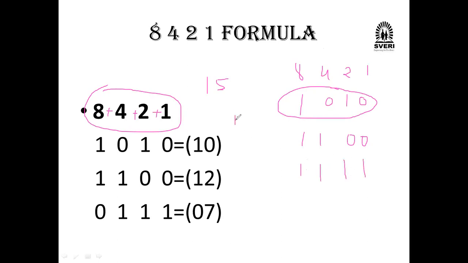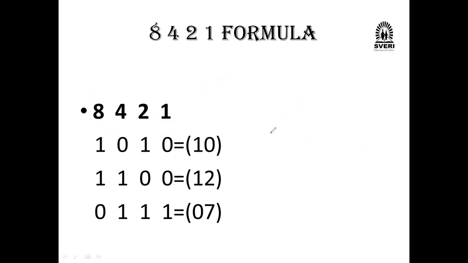Suppose 1 1 1. I want 9 here now. Only the number 9 I want. What do you have to do? 8 plus 1. Make both of the middle ones 0, and make the last one 1, so 1 0 0 1. This is the shortcut formula we are using. For the shortcut you can understand that one here now. Is it clear?